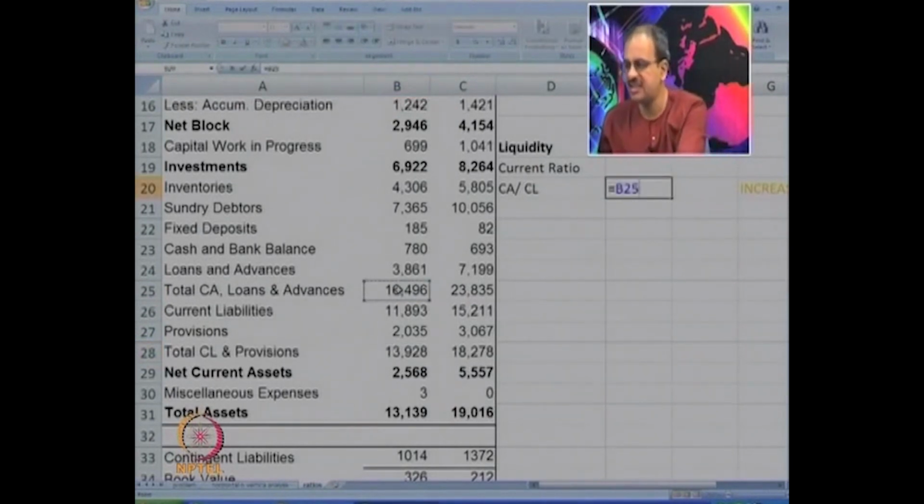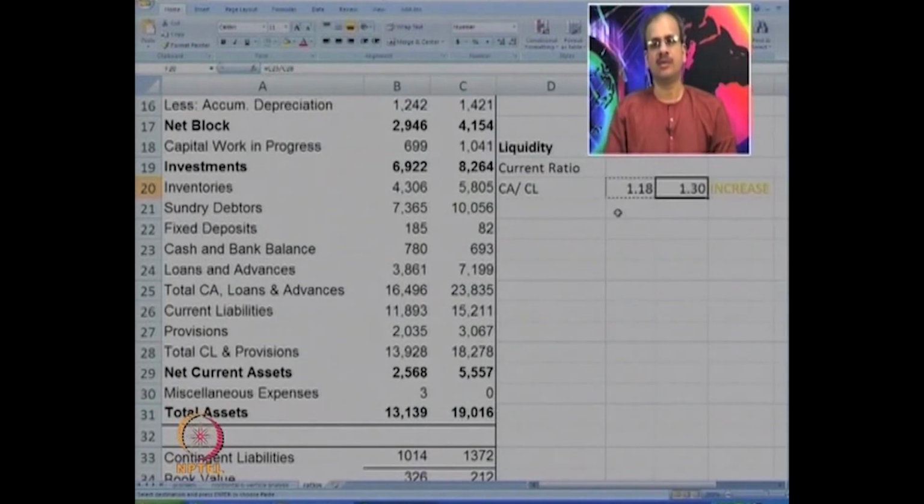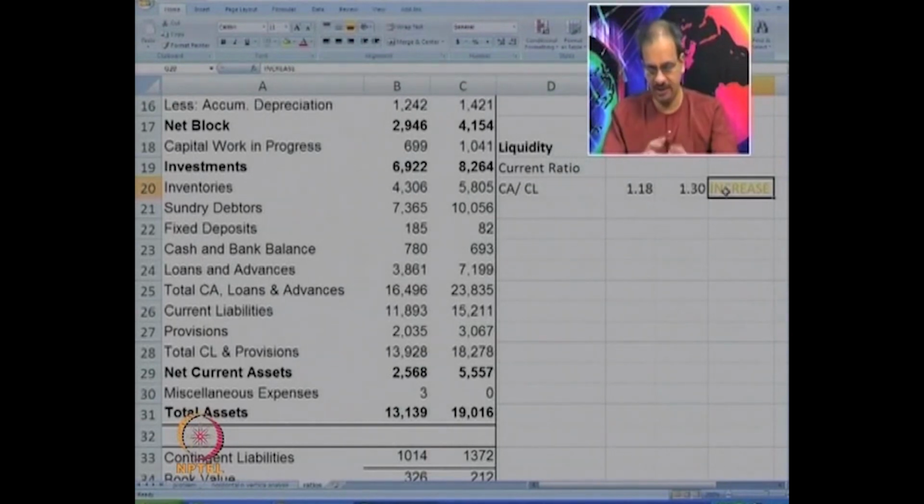So, we are dividing this 16,496 upon 13,928. So, I hope there is clarity. What do you see? You can see that the ratio which was 1.18 has slightly increased to 1.30, which is a good sign. I have already written that there is an increase. What does it show? Increase shows some improvement in the liquidity position of the company.